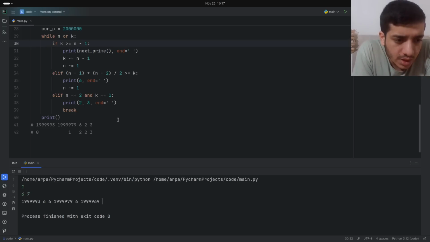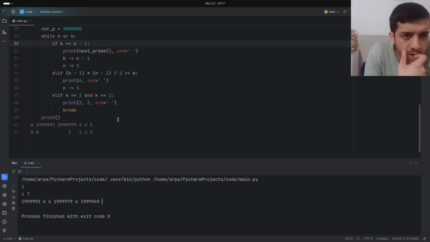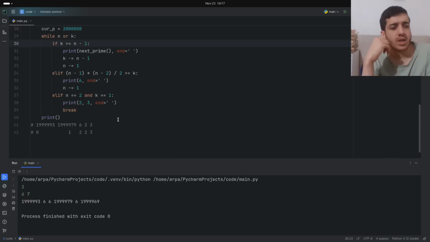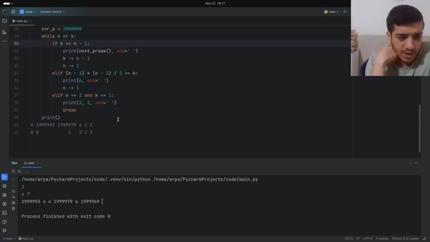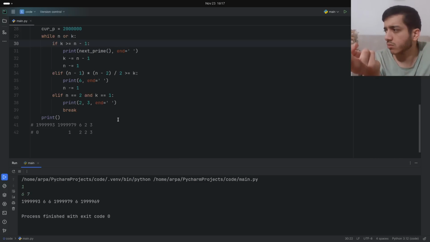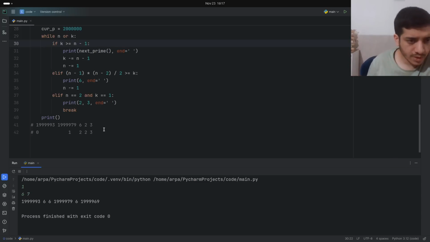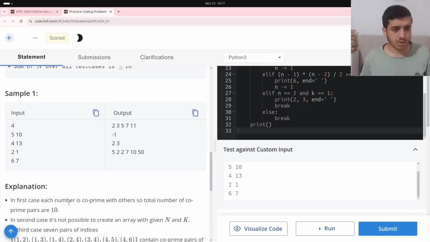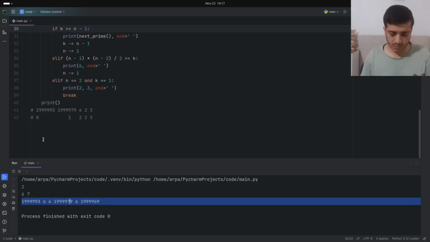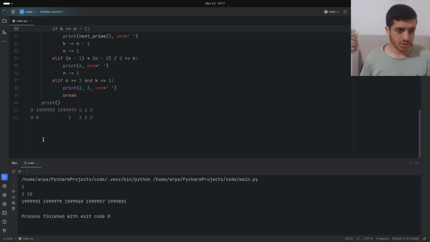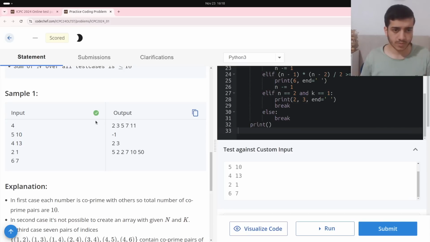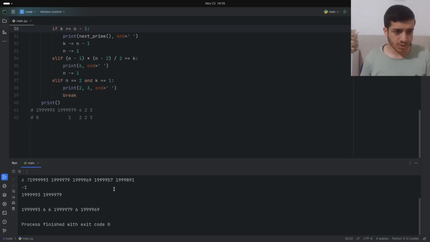So by adding that, it decreases k by 5. And now k is 2. Okay, let me see. I think it's okay, it's good. These are all good. Yeah, they are all correct.